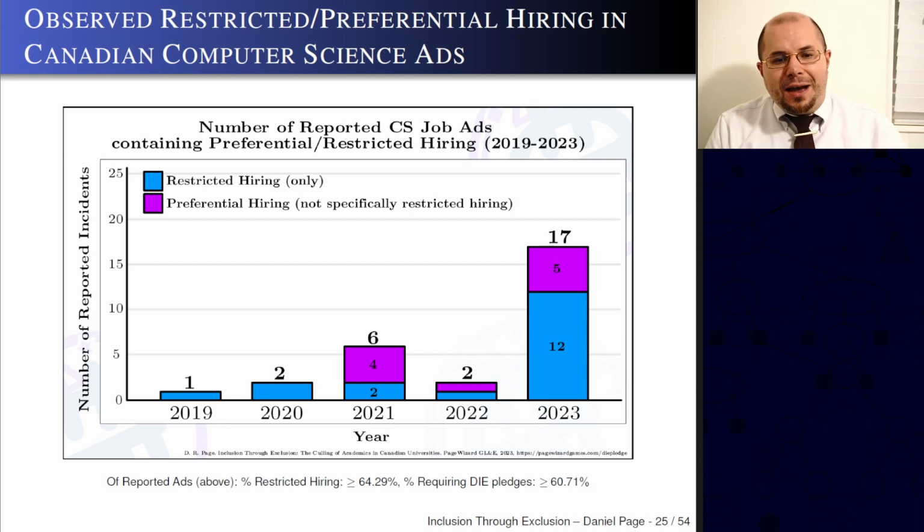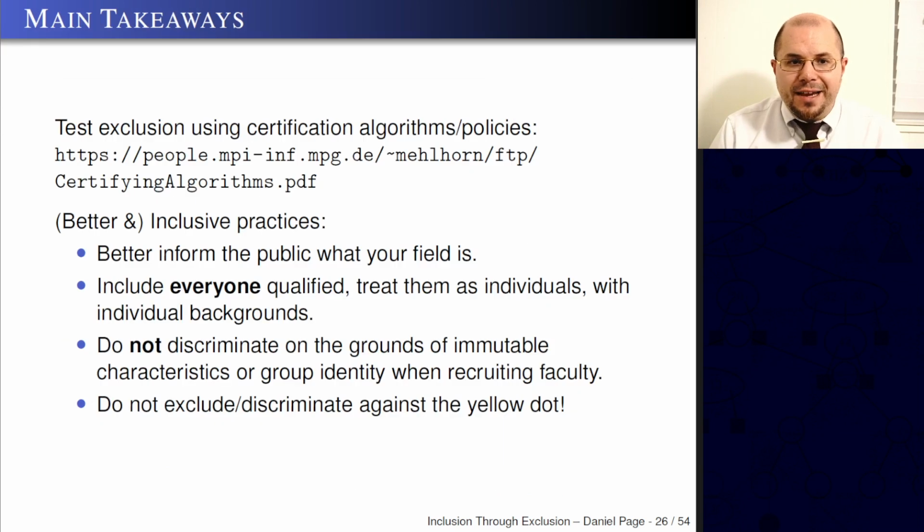Just a couple of things I wanted to mention: of these, the percent that were restricted hiring was at least 64%, and those that required DEI pledges were around 60%, more than 50%. Again, I'll define that in a moment. But the main takeaway I want to talk about is that if you're, say, on a hiring committee and you're wondering, how can I determine if there's exclusion happening? Maybe I can adopt some of the ideas of certification algorithms or policies. I suggest that you consider this as a tool that you might use.